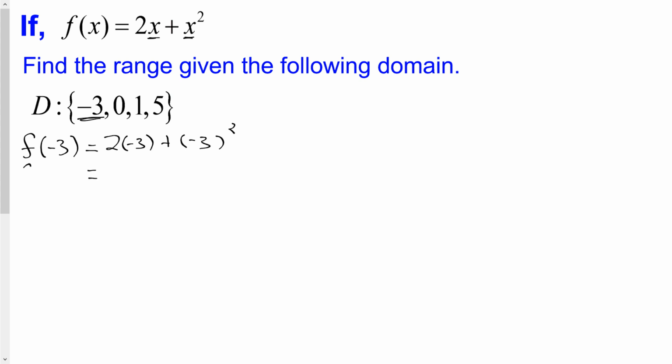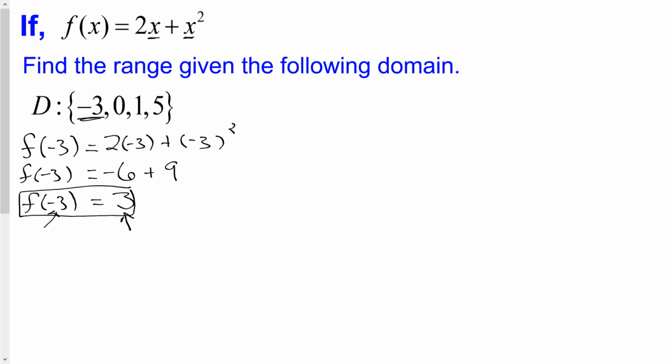And work out line by line. F of -3 equals 2 times -3 is -6, and then -3 times -3 is a positive 9. So f of -3 equals 3. It's my first domain value, my first range value. This is my domain, and this is my range.